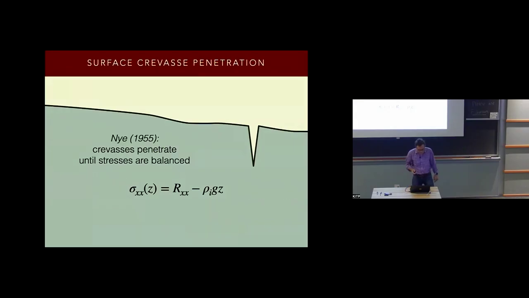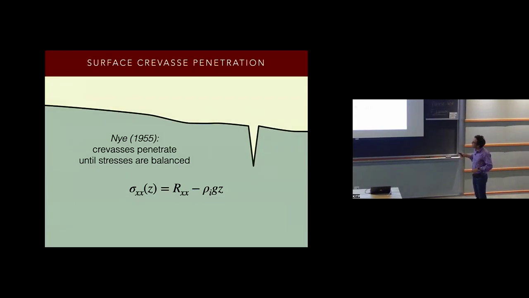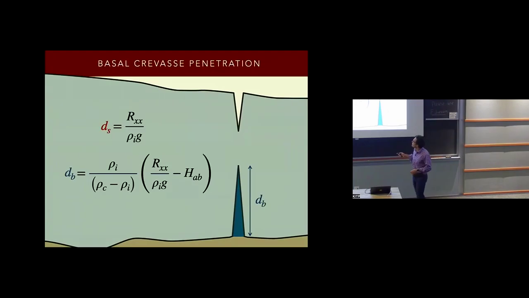And what Nye, I'm going way back here, right? What Nye realized in 1955 is that maybe we can find out how deep a surface crevasse would penetrate by saying, okay, that's going to be at a depth where these stresses are balanced. That's the point to which the crevasse is going to penetrate. So we're going to have a critical d_s. At that point, the total stress is 0, and then you can solve for the depth of the crevasse as a function of R_xx.